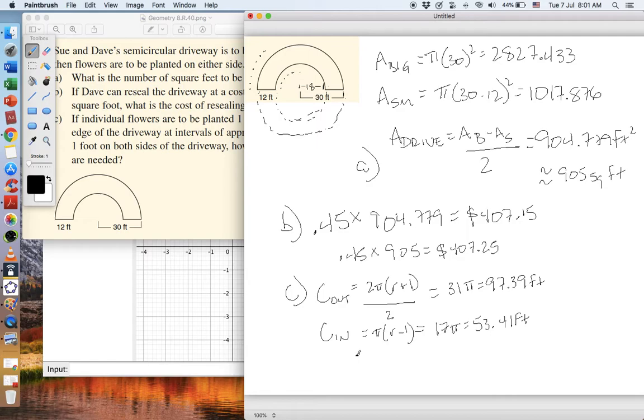And then we add these two together, and we get 97.39 plus 53.41 is 150.79. Now that's feet, and so we're going to say this is equal to 151 flowers. Right, so that's our part C.